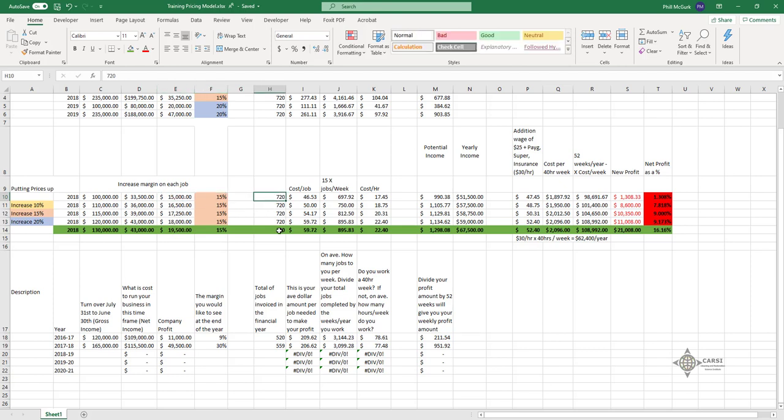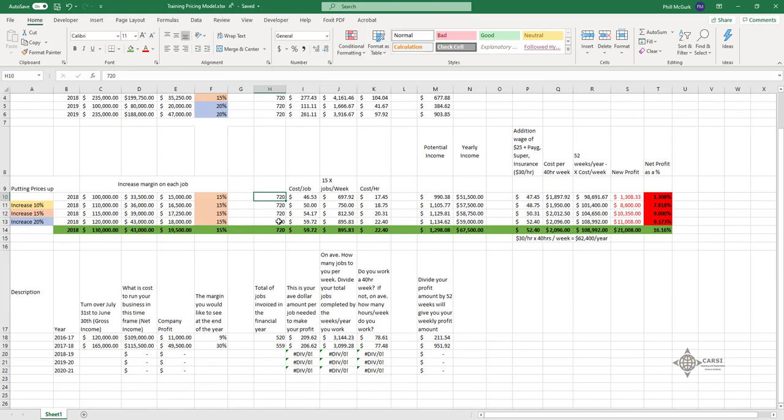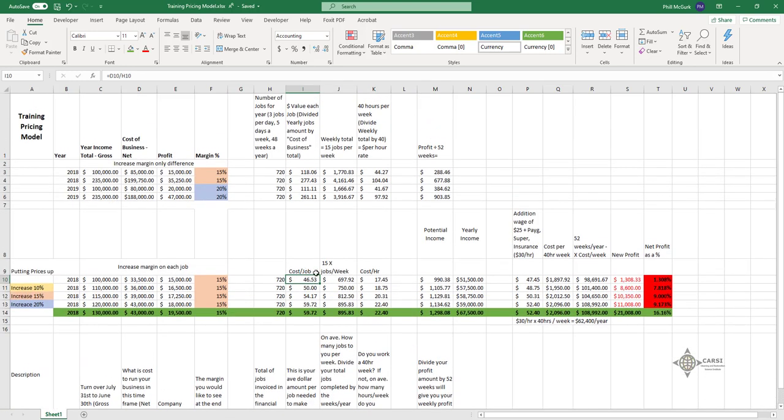We still do our 720 jobs per year. That hasn't changed. That's the 3 jobs per day, 5 days a week, 48 weeks of the year. So now that costs us $46.53 cost to the business, as opposed to $118.06, which included wages. So this is before wages. Okay, that's what it costs me per week. That's what it costs me per hour to operate.